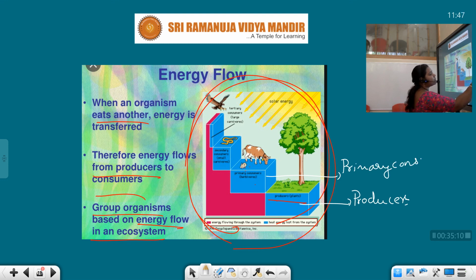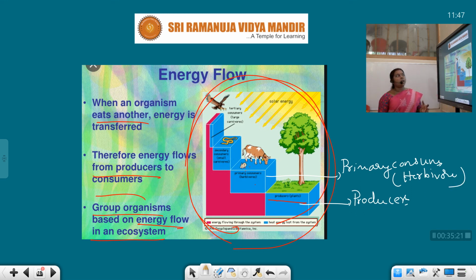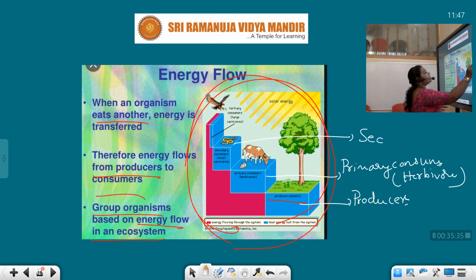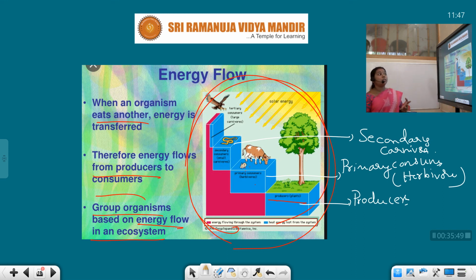Primary consumers. So for example, all herbivores will come under this category, children. Herbivores means all plant eating animals, like goats, sheep, cows, buffaloes, cattle, rabbits, all will come under herbivores. Again, these herbivores are eaten by the secondary carnivores. Secondary carnivores may be snakes and foxes and all.